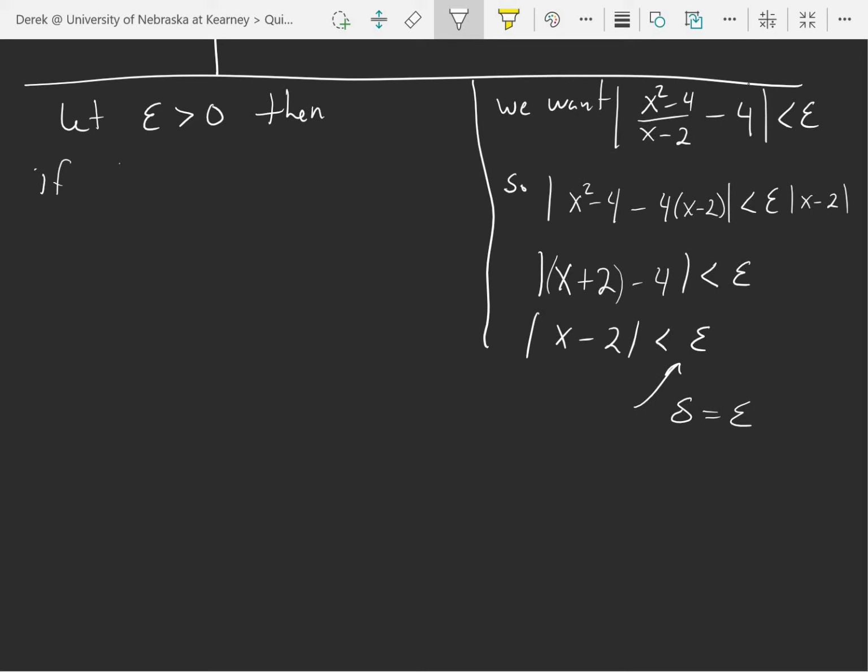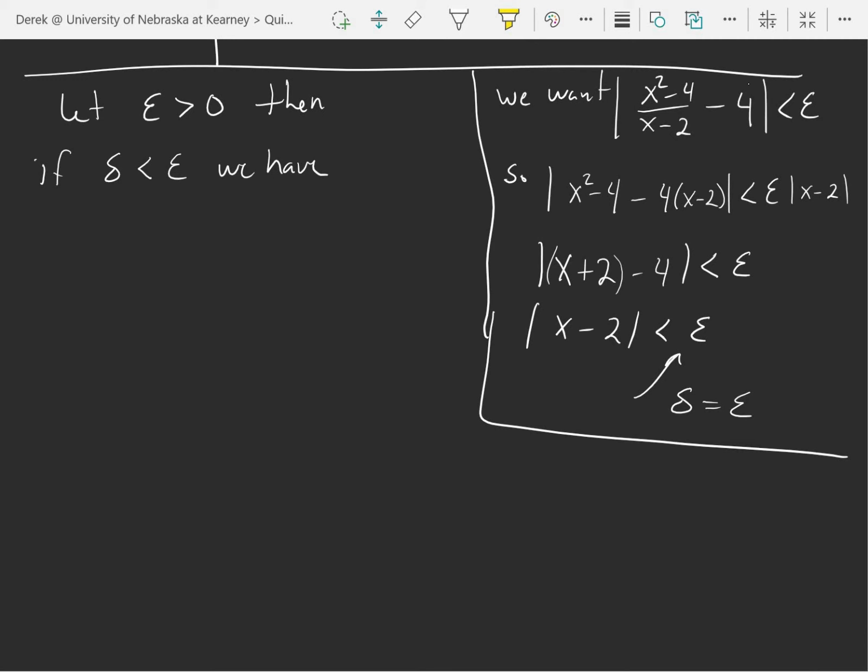Then if delta is less than epsilon, we have, so here was our scratch work to figure out what delta had to be. So we let epsilon be bigger than 0. If we let delta be less than epsilon, we have that whenever the absolute value of x minus 2 is less than delta, which is less than epsilon, we're going to kind of reverse our scratch work.